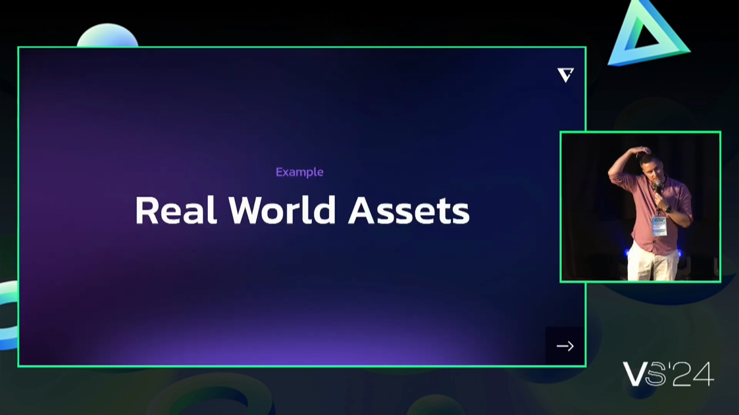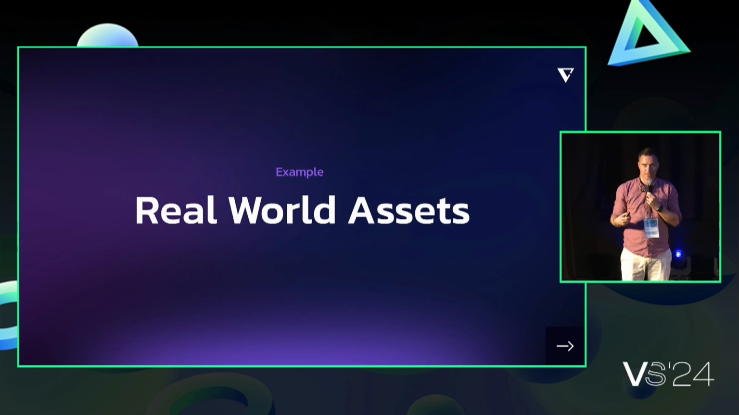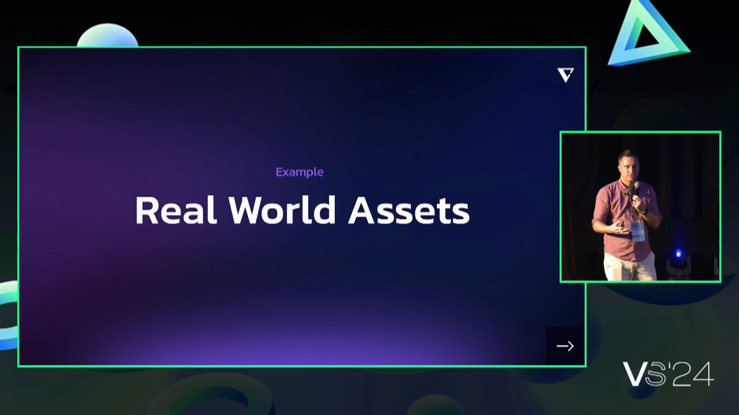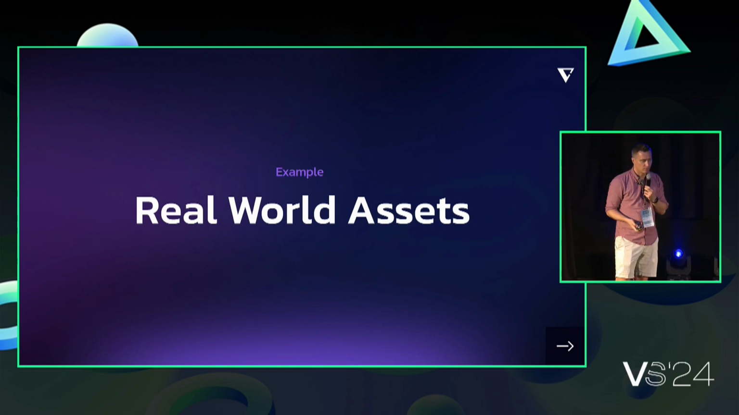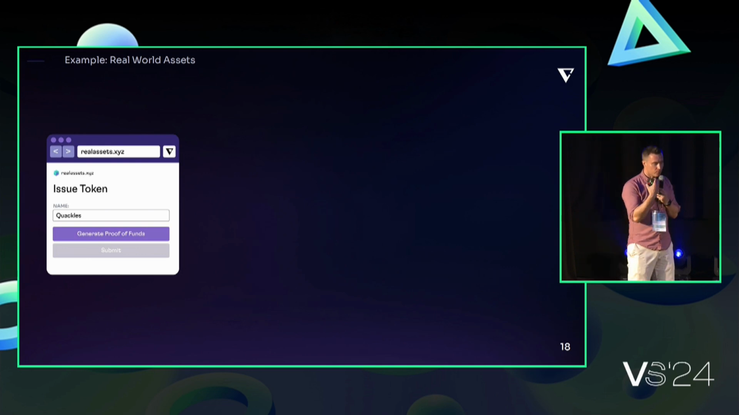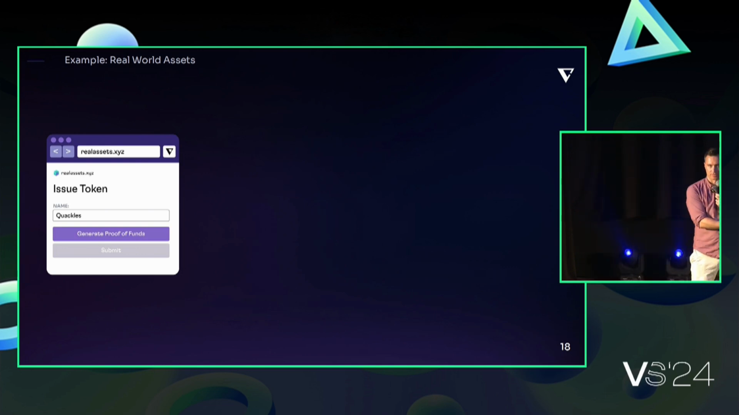But the problem is, a lot of those you just need to trust. We're losing all that permissionlessness. We're losing all these trustlessness assumptions for real assets. How can we improve on that? So with web proofs, you can say, I want to issue a token, right?